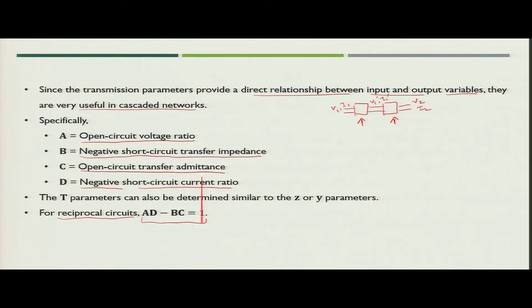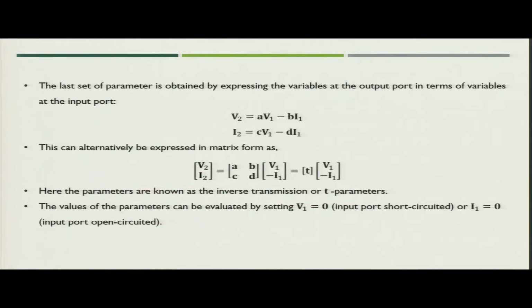Now, how will we determine the values of ABCD? We will determine the values of ABCD similar to what we did in the case of Z, Y, H and G parameters. That means we will first open circuit the output port, and then we will short circuit the output port, and find out the values of the ABCD parameters.